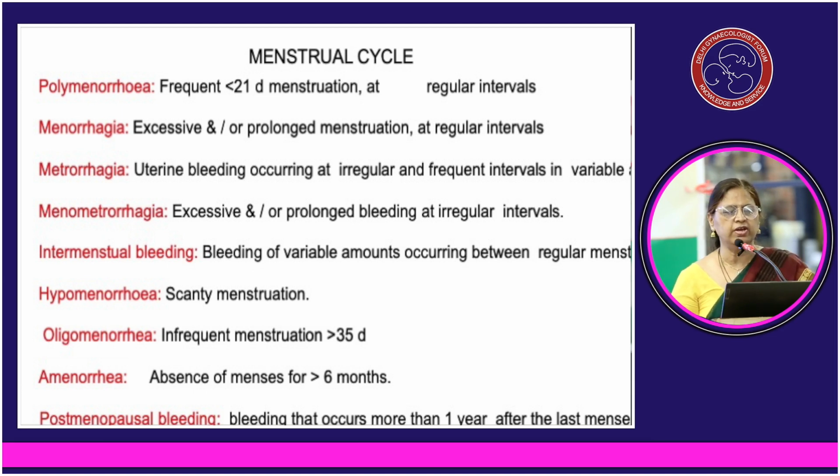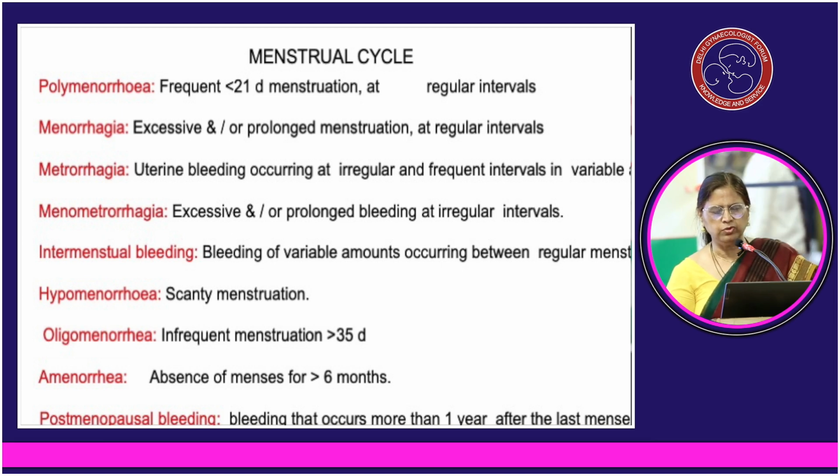Menorrhagia is excessive and prolonged menstruation at regular intervals. Metrorrhagia is uterine bleeding occurring at irregular and frequent intervals in variable amounts. Menometrorrhagia is excessive or prolonged bleeding at irregular intervals. Intermenstrual bleeding is bleeding of variable amounts occurring between regular menses. Hypomenorrhea is scanty menstruation, oligomenorrhea is infrequent menstruation, with a cycle of more than 35 days, and amenorrhea is absence of menses for 6 months. Postmenopausal bleeding is bleeding that occurs more than 1 year after the last menses.